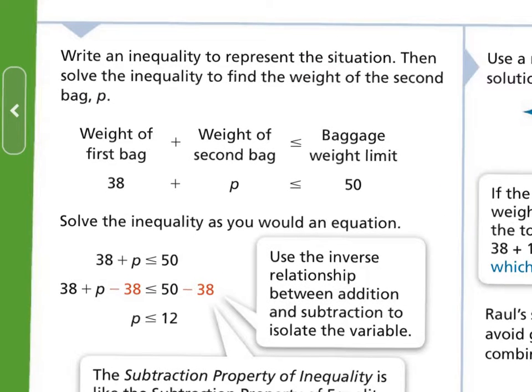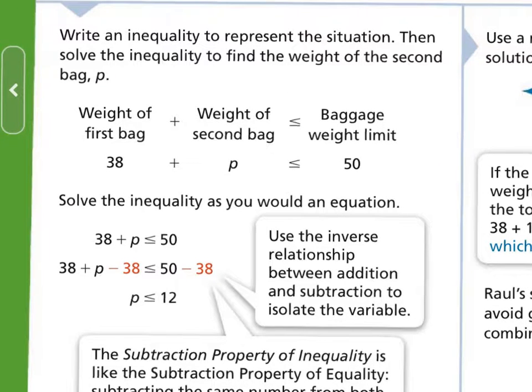Okay, so the weight of the first bag is 38 pounds, and they're defining their second variable here. Weight of the second bag is P. If you want to do W for weight, S for second bag, I guess they're doing P for pounds. So first bag plus the second bag is less than or equal to 50 pounds.